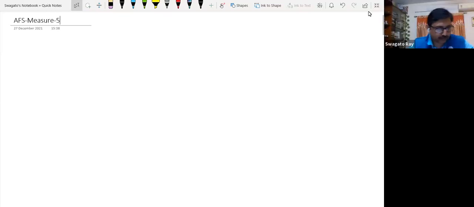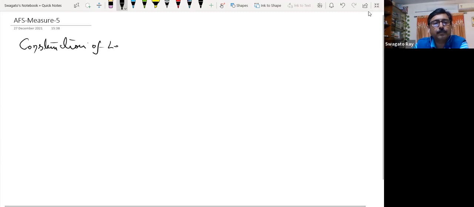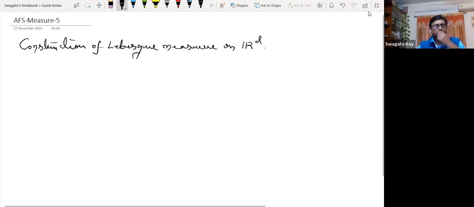Okay, good afternoon, everybody. Let's come back to the construction of Lebesgue measure again. Construction on R^d actually, but I will do some cheating. I will do it only for d equals 1. The bigger than 1 cases are actually similar, and it's much easier to understand this case quickly.